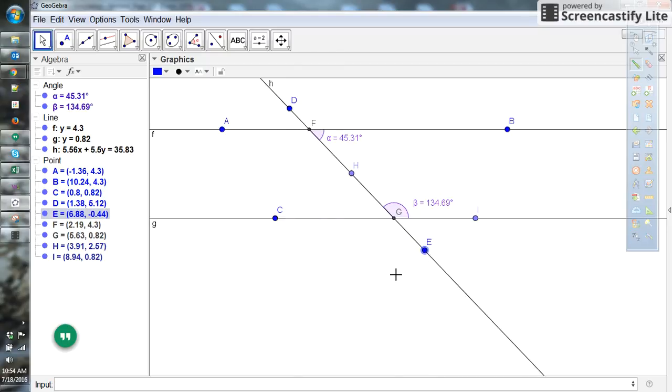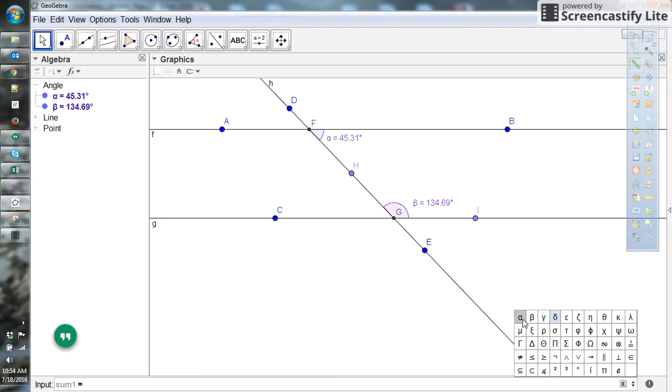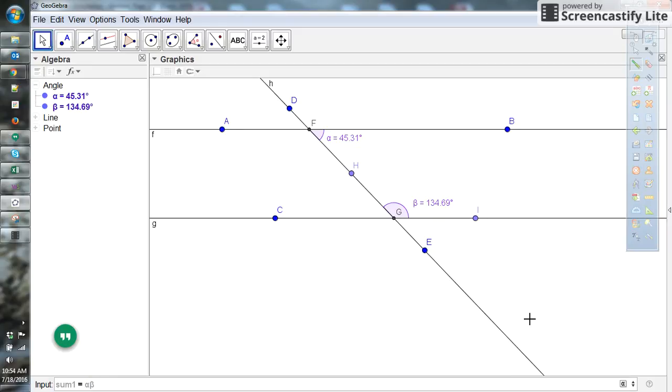But any other time, they're not going to be congruent. However, there is a defined relationship between them. I'm going to hide these points. We really don't need that. We do need these angles, though. So I'm going to make something else. I'm going to call it sum 1. And I'm going to add together my angles. So there's my alpha. I'm choosing it from my menu here. And there's my, oops, I don't want them multiplied. There we go. So it's alpha plus beta. And I'll hit enter. And up here, it tells me that the sum of these two angles equals 180 degrees.